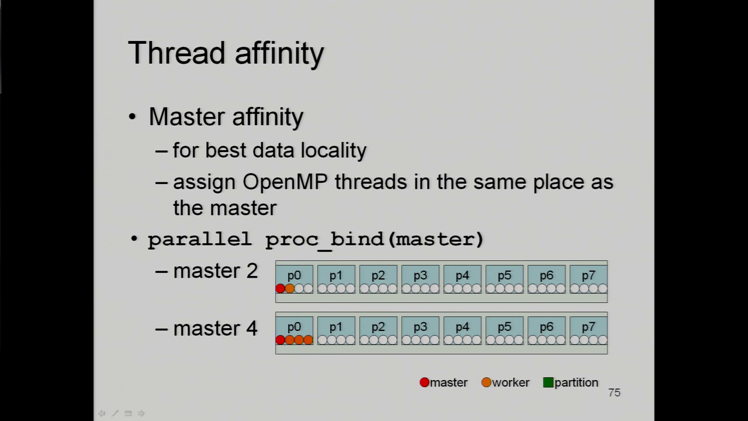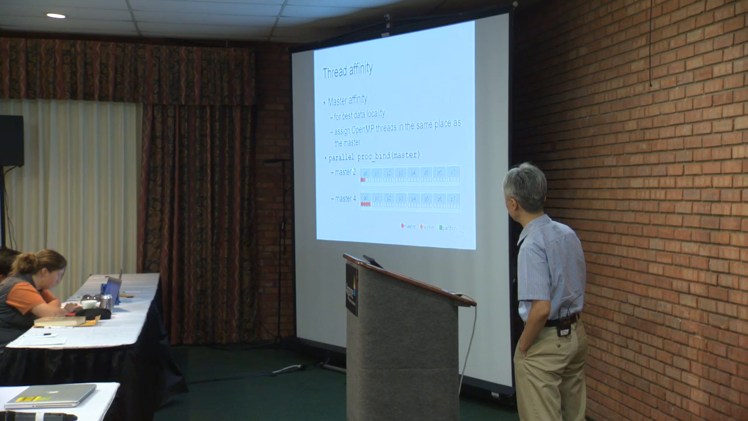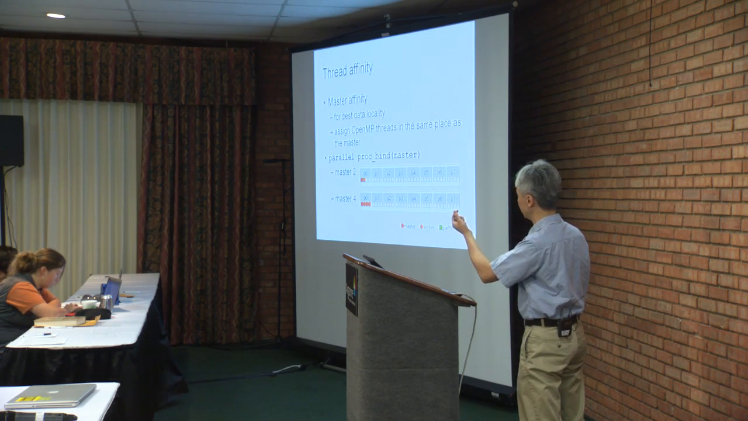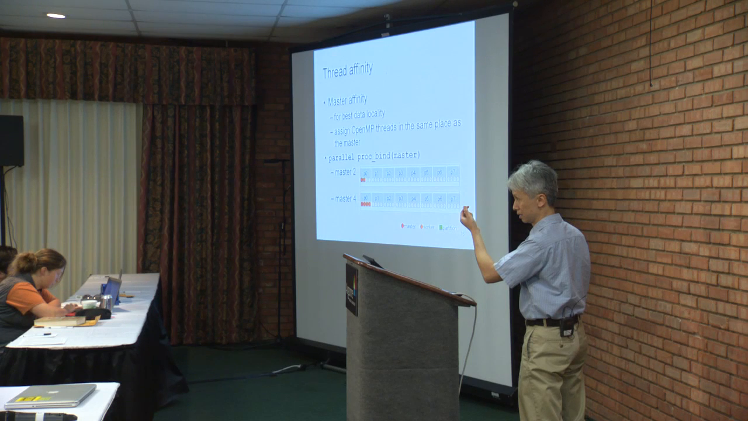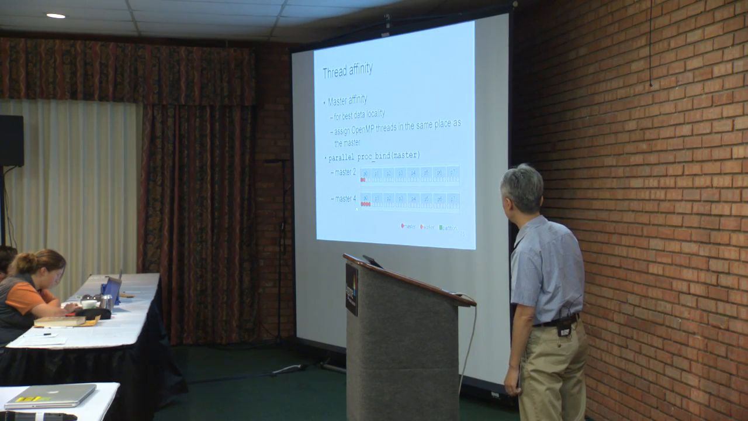And in here, if I have proc_bind master, that means I have the master thread and two threads, okay? What it means is I want to put the first thread here, and the second thread close to the master thread. This is close to the master thread. That means the two threads will be in one place, okay? So if I have four, I just put everything close to the master thread.